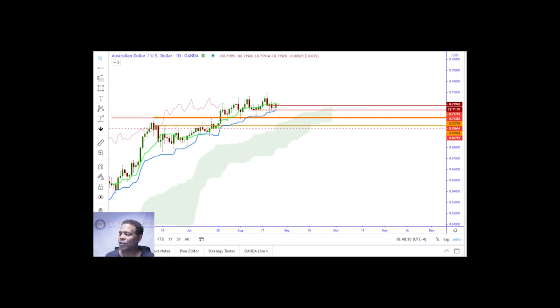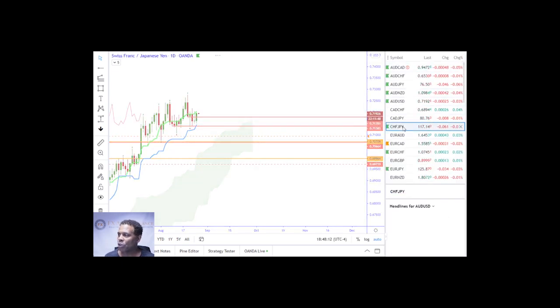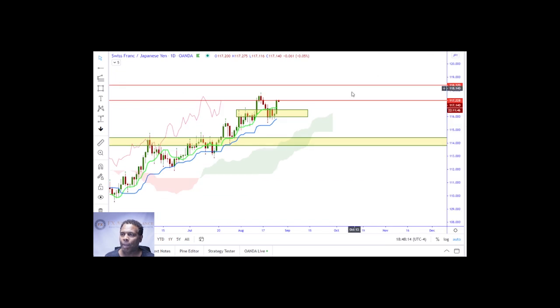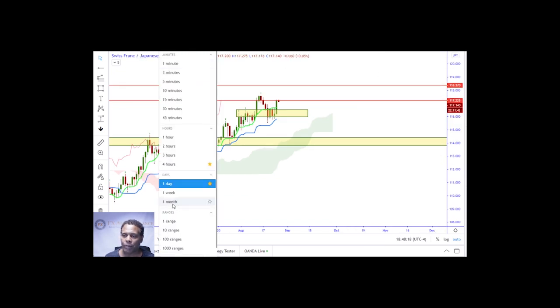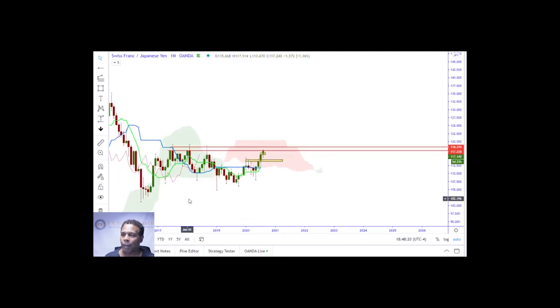All right, so I'm going to move on to the next. I got a couple more. Swiss franc yen. Let's go to monthly. All right, so see this level right here? Look at that resistance point, and we're back at it again.